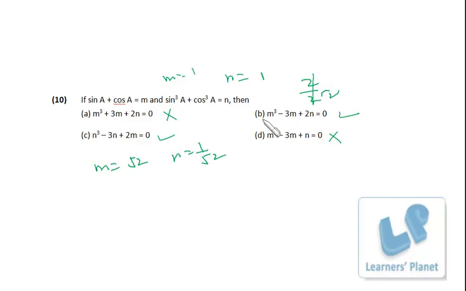So put up the values: m cube is 2 root 2, and 3m is 3 root 2, and 2n is 2 by root 2, that is root 2. So 2 root 2 plus root 2, 3 root 2 minus 3 root 2, 0. So that is the correct option. Okay, I hope you are clear.